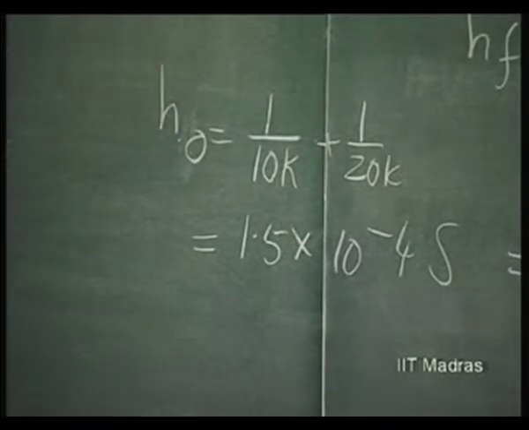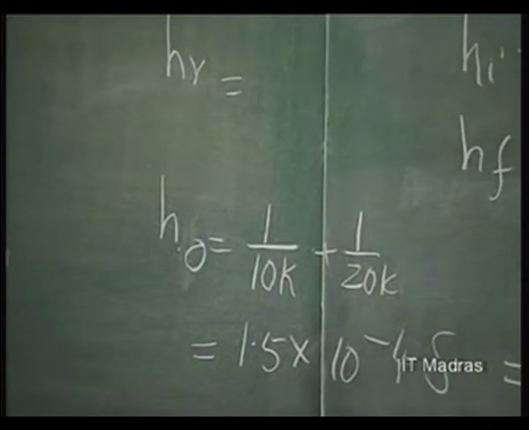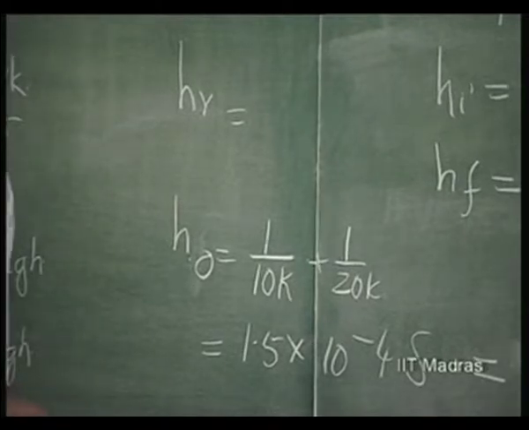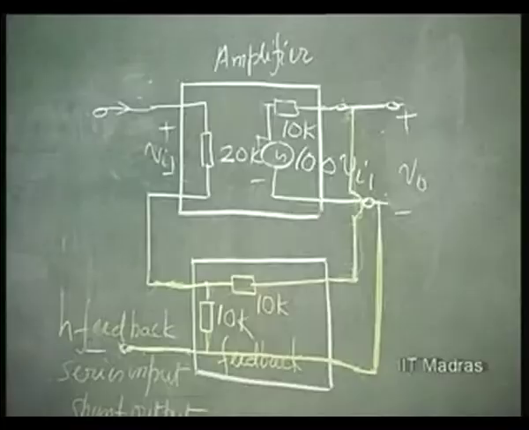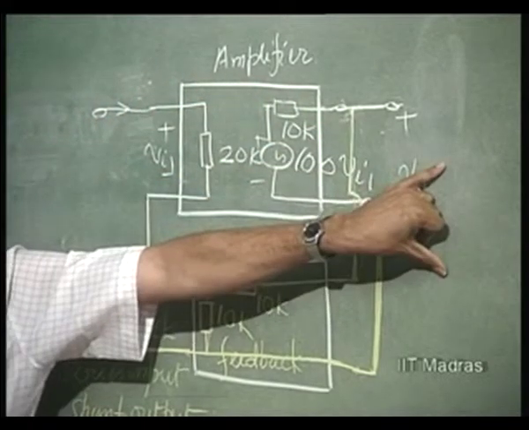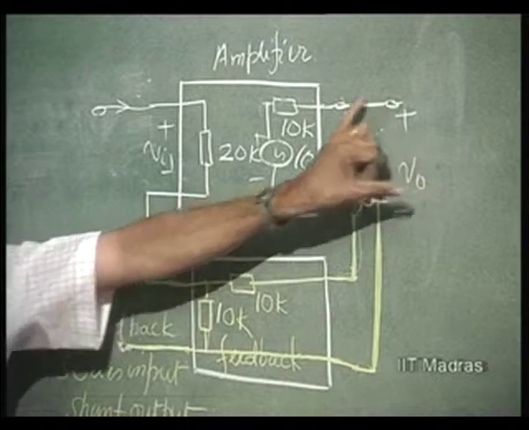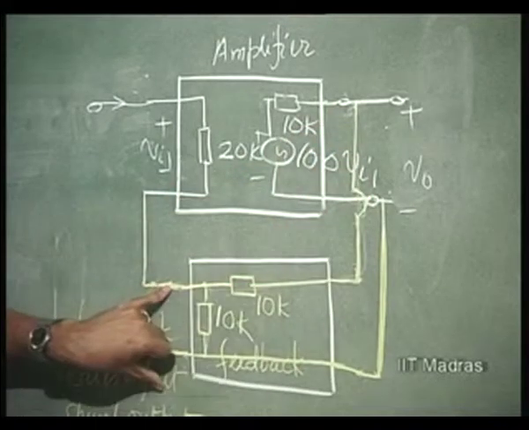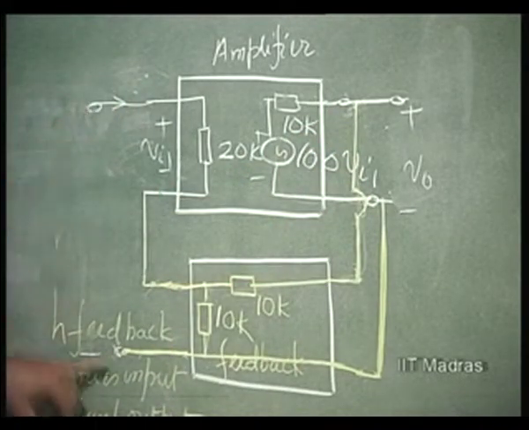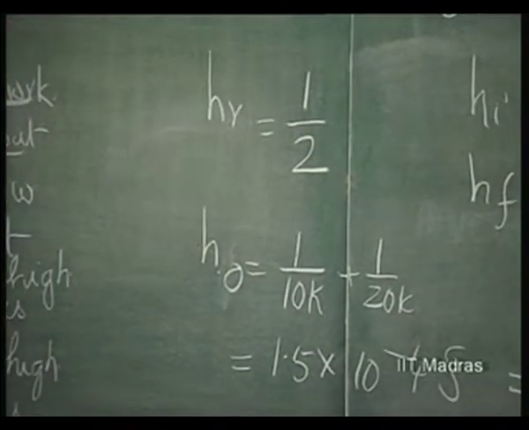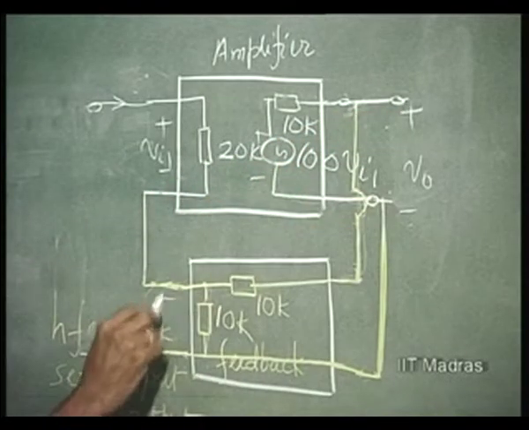HR now. What is this? HR is the input voltage by output voltage when the input is open. You apply an output voltage, find out the input voltage. The input voltage by output voltage is the HR. Now, when I apply V naught, you get half of it here, 10 K and 10 K. So, half of V naught will be appearing here. This is open, so this voltage is going to be half of V naught. So, HR is half, because this is plus minus, this is plus minus.